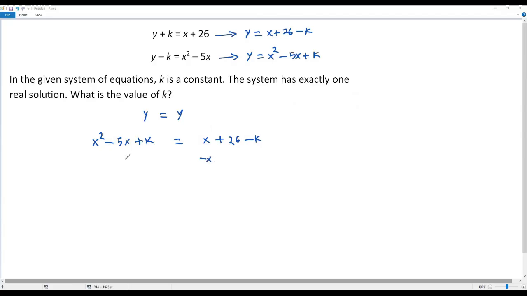Let me subtract x from both sides of the equation. Let me add k to both sides of this equation, and also subtract 26 from both sides of this equation. Then this positive x and negative x will cancel out. Positive 26 and negative 26 will cancel out.